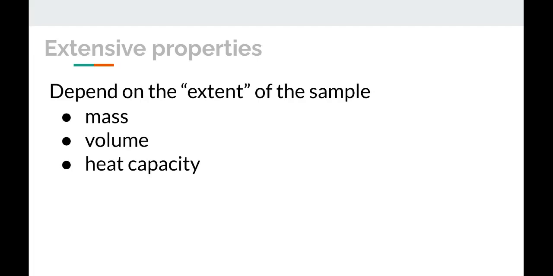So if you have two samples of identical substance, like for example, a bucket of water from Lake Superior and all of Lake Superior, all of Lake Superior has a much greater capacity to absorb energy through heating without temperature change than the one small bucket. It depends on the extent of how much stuff you have. Another one would be energy. A forest fire, for example, releases way more energy than a burning match, even though the forest might be made of pine and the match might also be made of pine. So it depends on the extent. Those are extensive properties.